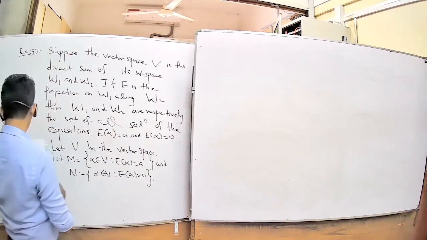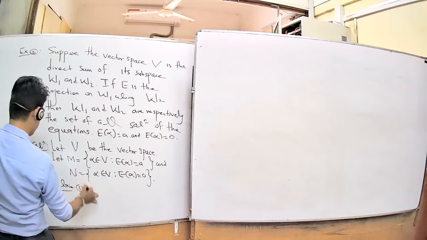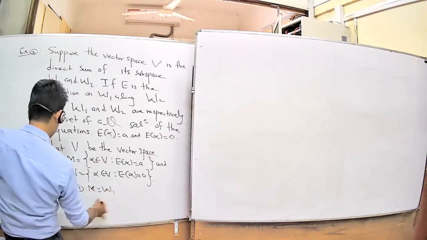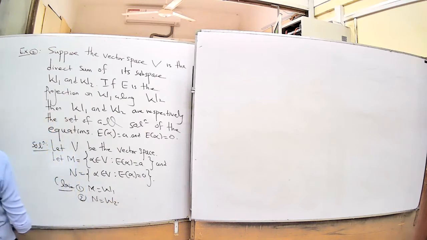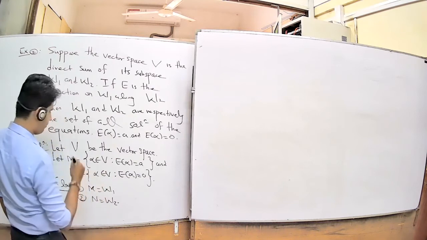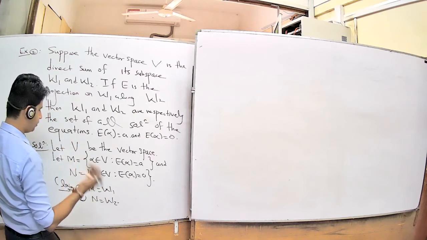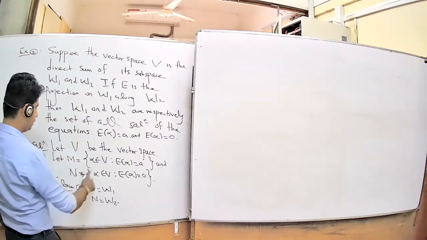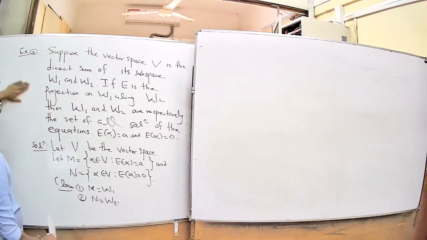Therefore, you want to show that there are two claims. First claim, you want to show that M equals W1 and N equals W2. M equal to W1 means you want to show that M is a subset of W1 and W1 is a subset of M. Similarly, N is a subset of W2 and W2 is a subset of N. These are the things you want to show. Now we will try to do the first part.